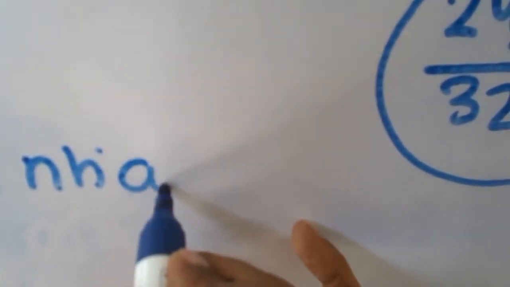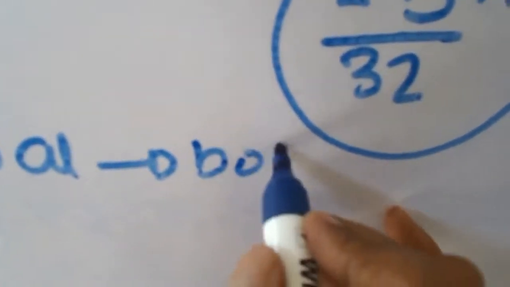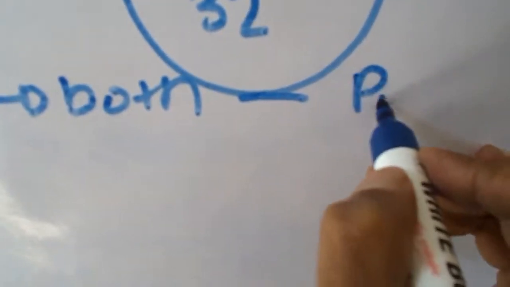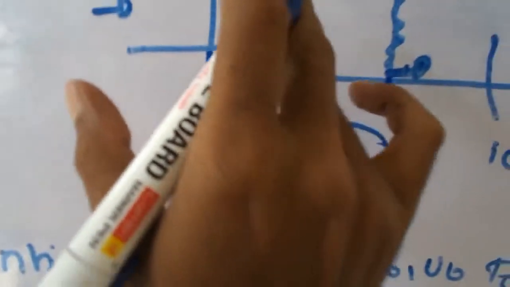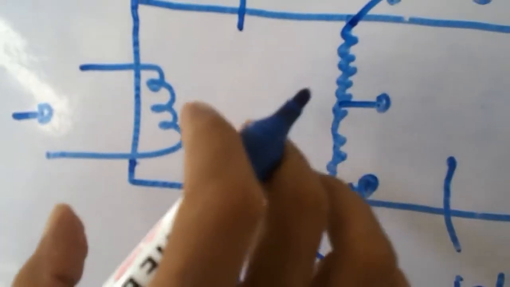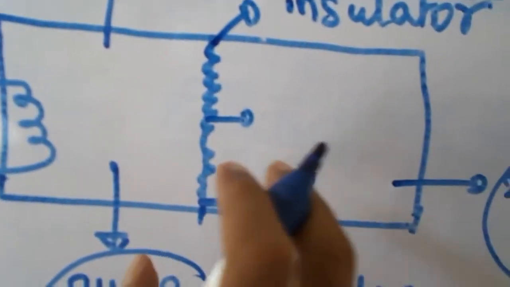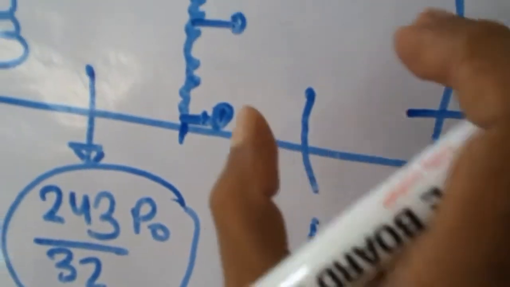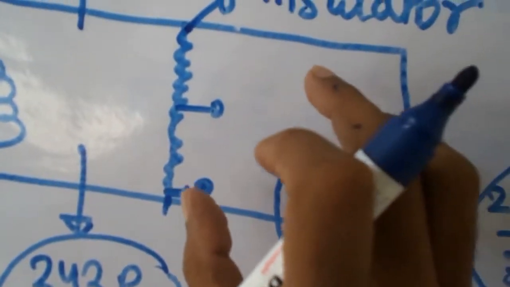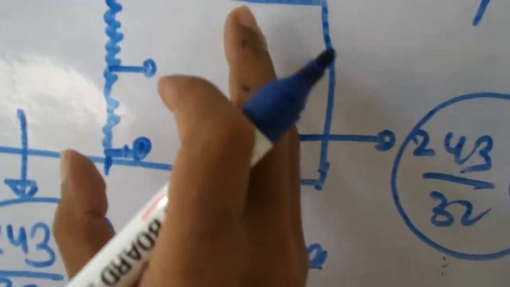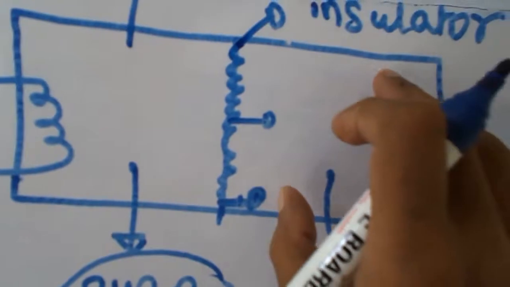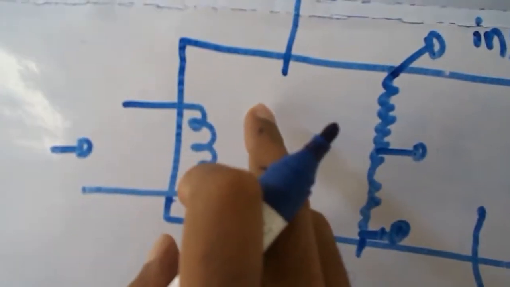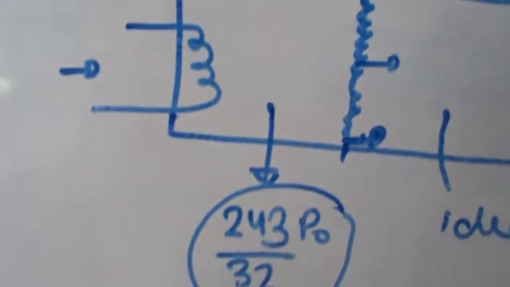What is the initial state? Both are at P0, V0 and T0. It means the initial pressure of this is P0, initial volume is V0, and initial temperature is T0. Again here, the initial state is P0, V0 and T0. So the initial state of the gas in this chamber is P0, V0, T0, and the initial state of the gas in this chamber is P0, V0 and T0.